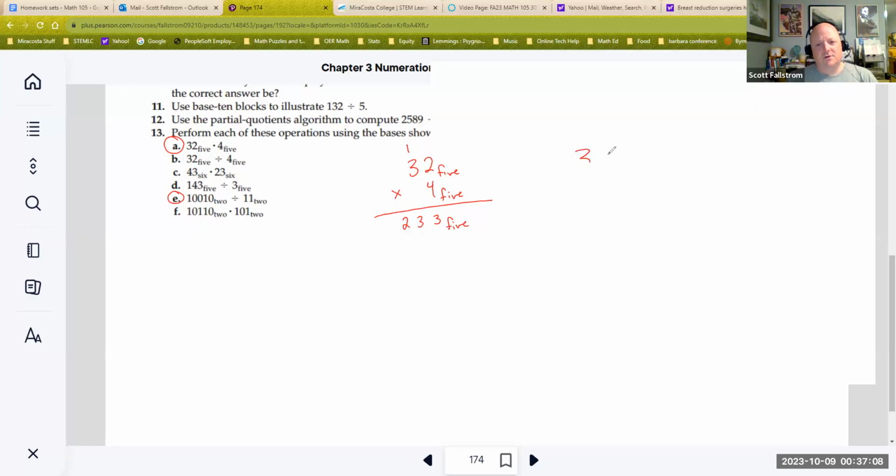You could also do it with the lattice method if you prefer. In this case, there's not a ton to do with lattice, but let's see here. 2 times 4 is 8, which is a group of 5 and 3 ones. 3 times 4 is 12, which is 2 and 2. Then you add down the diagonals, regrouping when necessary, and there is nothing necessary here. I just get 2, 3, 3 base 5.